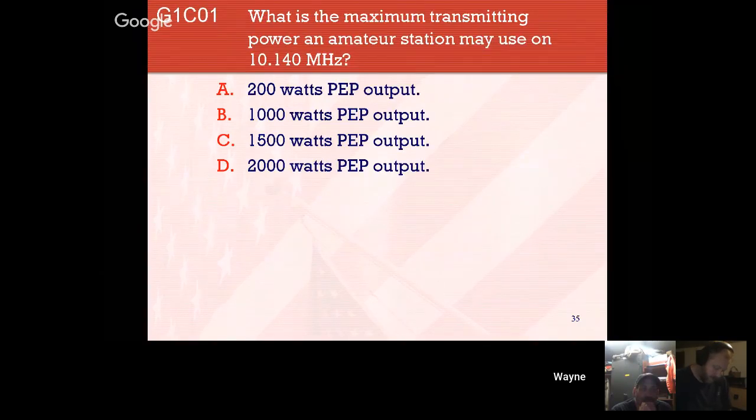What is the maximum transmitting power an amateur station may use on 10.140 megahertz? 10.140 megahertz is that 30-meter band, and there is a specific limitation you have to stay within. You can't run 1,500 watts. You're only limited to 200 watts on that band.